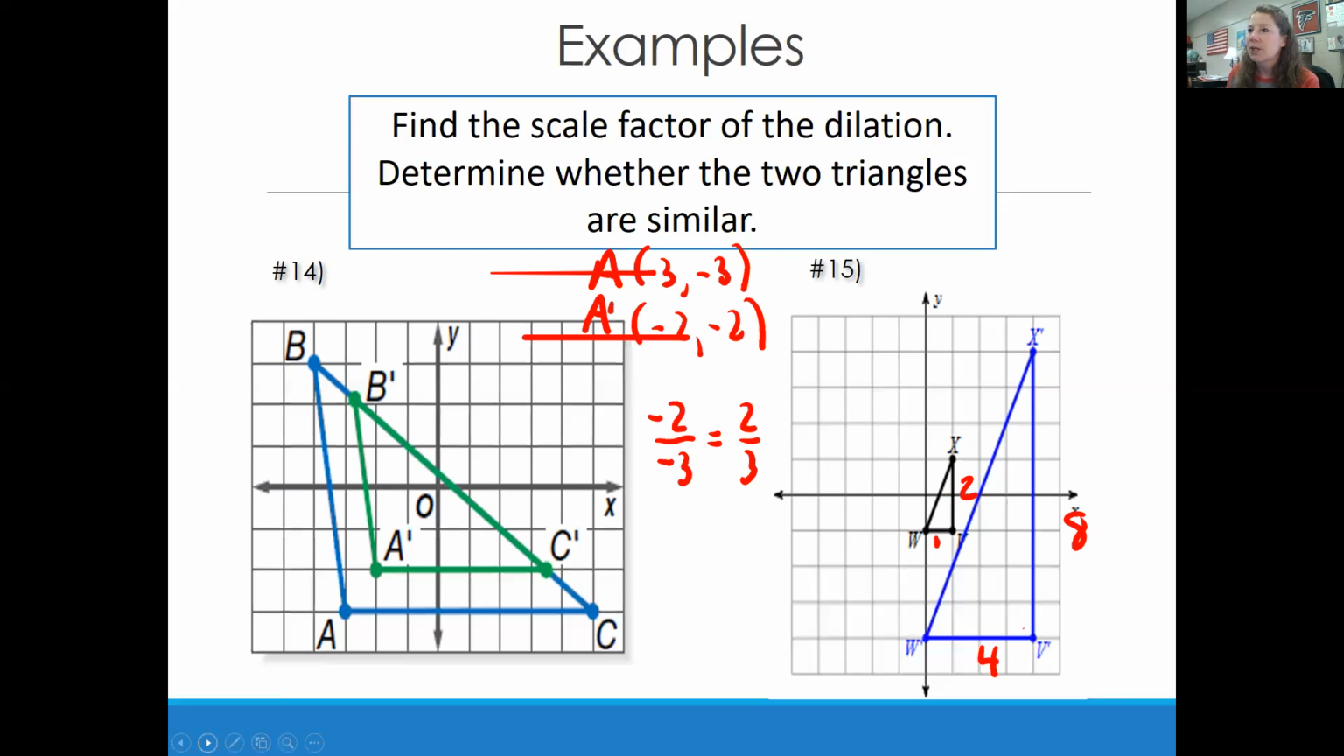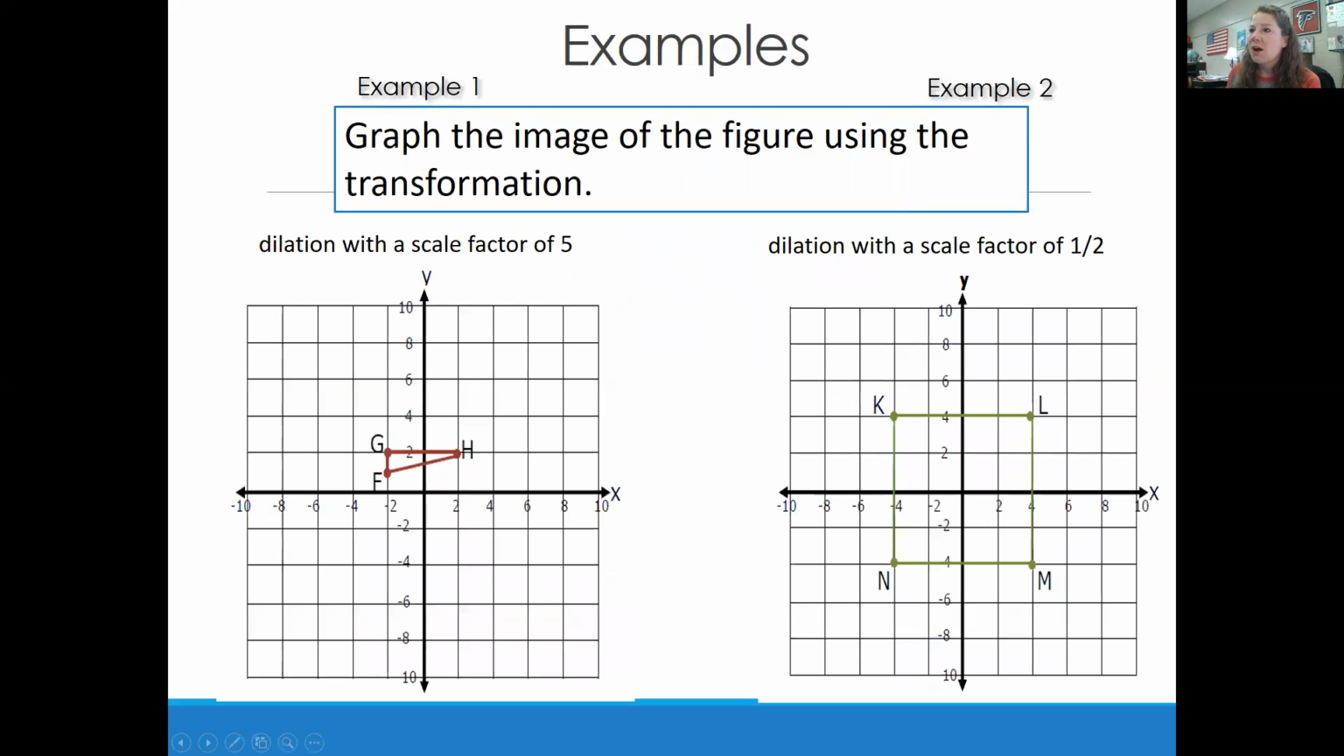So they are similar. All right, now if we want to find our new coordinates, we're just going to take our original points, like H is at 2, 2, and we're going to multiply them by our scale factor. So our scale factor is 5, so 5 times 2 is 10. 5 times 2 is 10, so H prime is going to be at 10, 10.